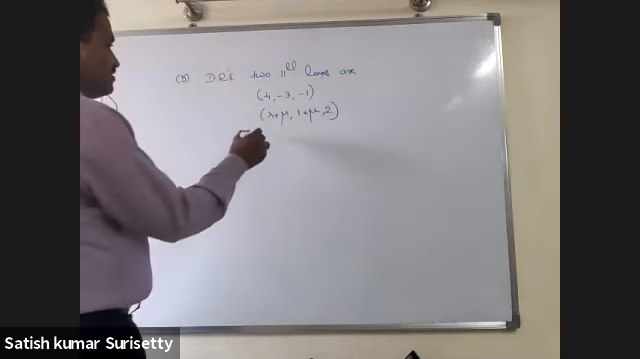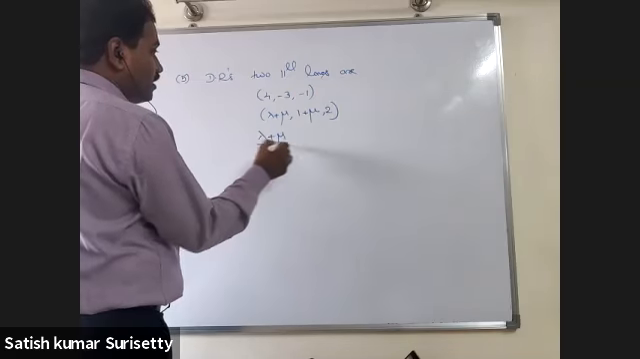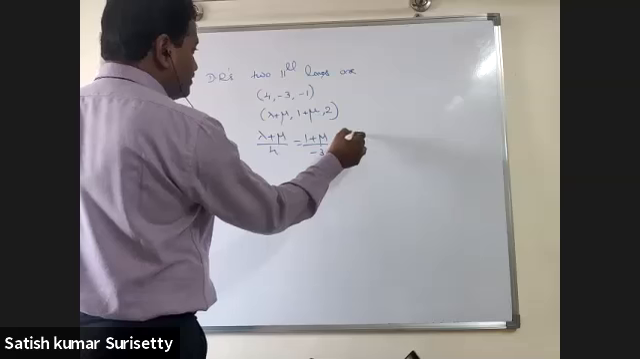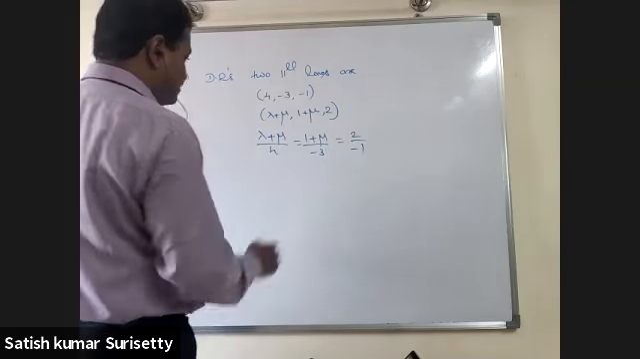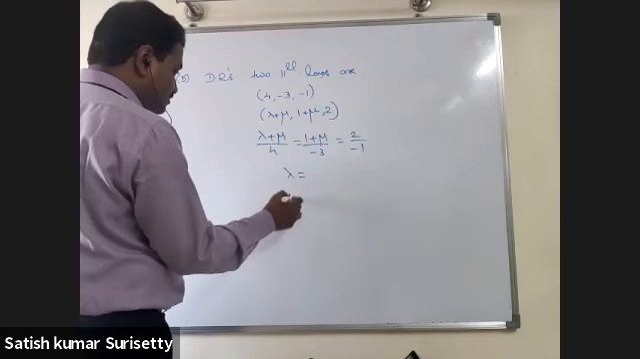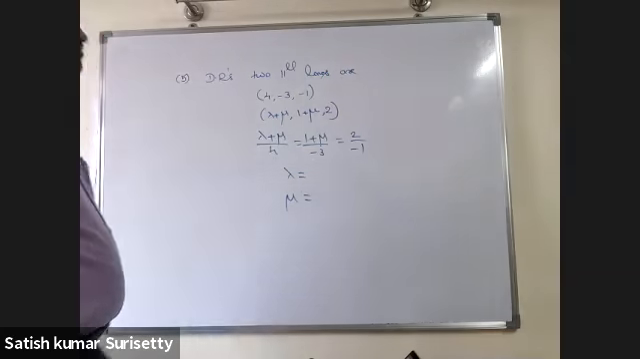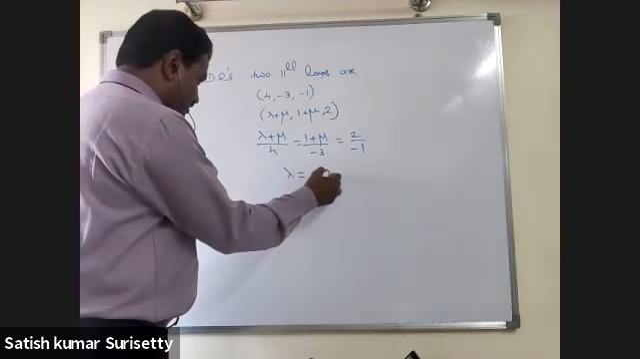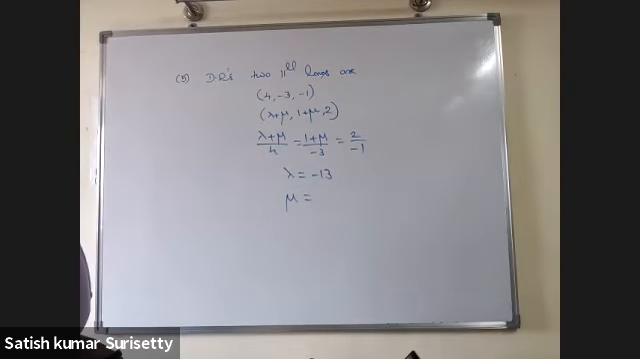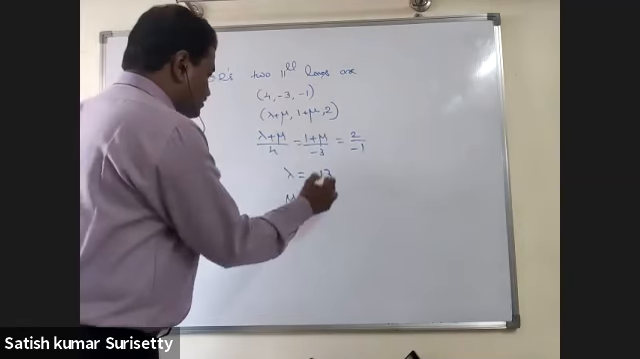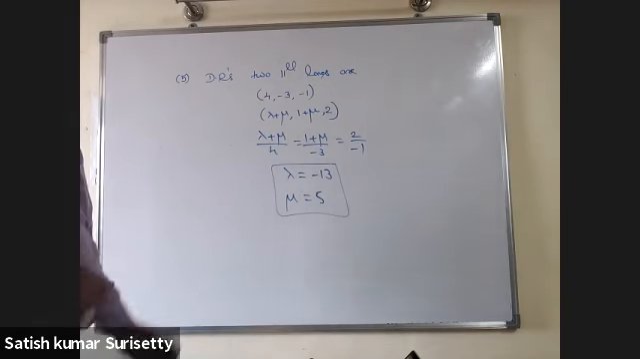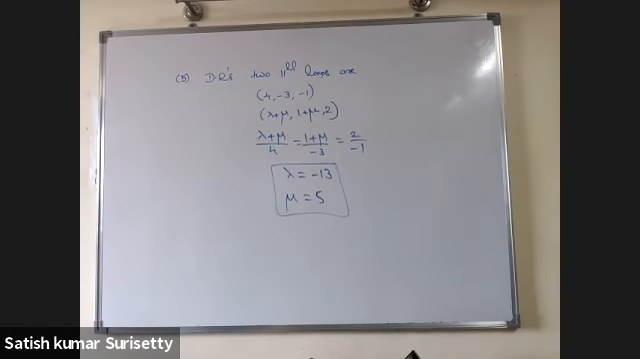Ratios are equal. So (lambda plus mu) upon 4 equals (1 plus mu) upon minus 3 equals 2 upon minus 1. Tell me what the values of lambda and mu are. Lambda equal to how much? Minus 13. Okay. Mu? 5. Okay. Is it the same for all of you? Yes. Okay. Next, question 2.